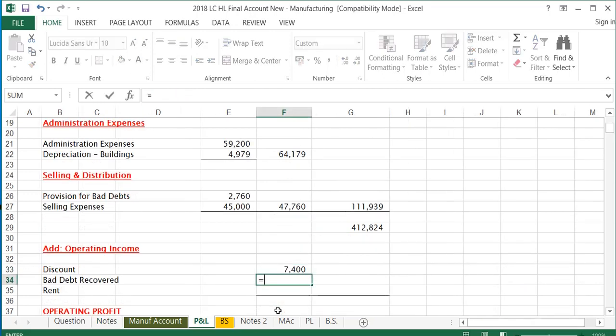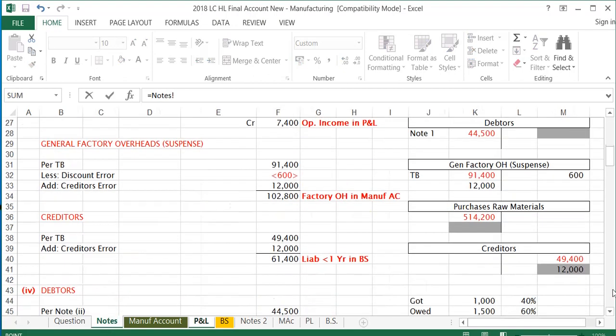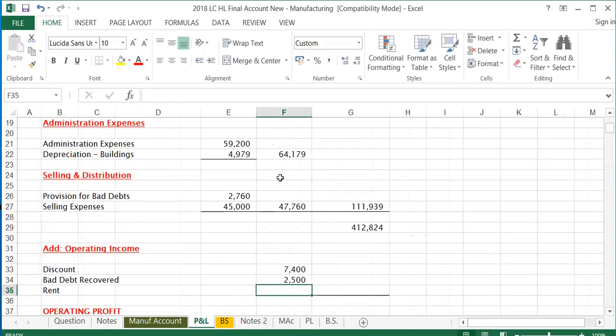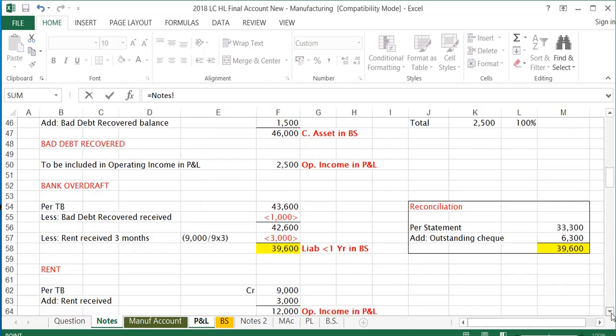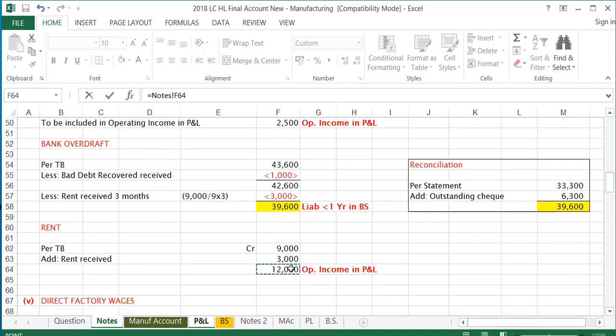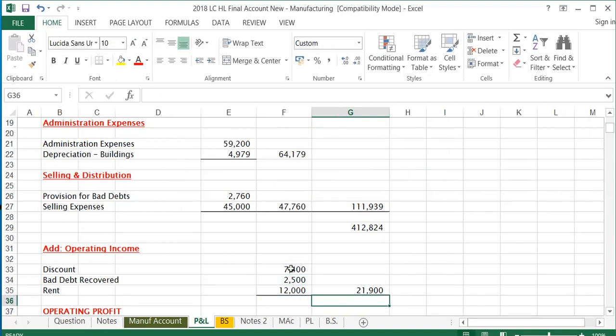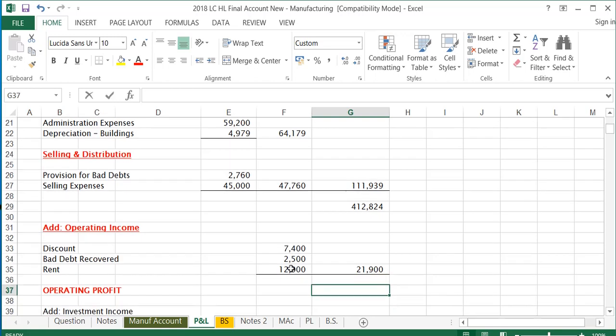The bad debt recovered, there was a note on bad debt recovered. It was in the bank rec, the 2,500 that we received as a bad debt recovered. And then the rent. There is a rent note also because there were 3 months that we didn't know about that we got. So the final rent figure for the year, the correct figure of 12,000, will go in here. So now my total operating income comes to 21,900. And then if I add that to my profit above, it leaves me with an operating profit of 434,724.